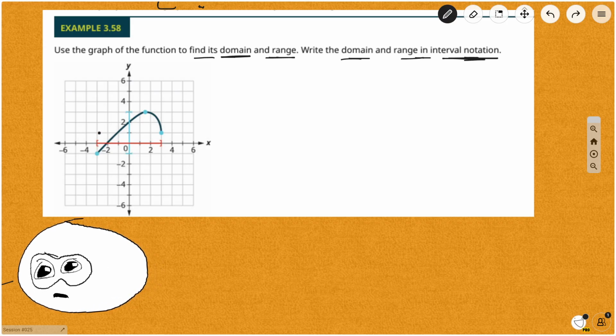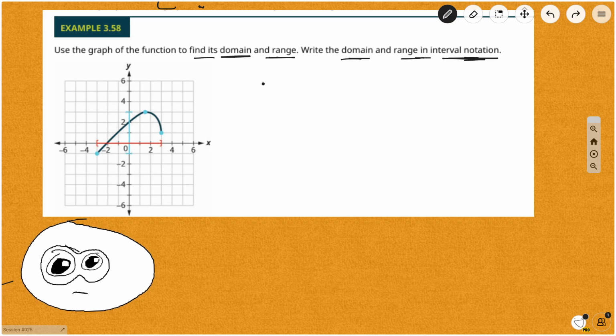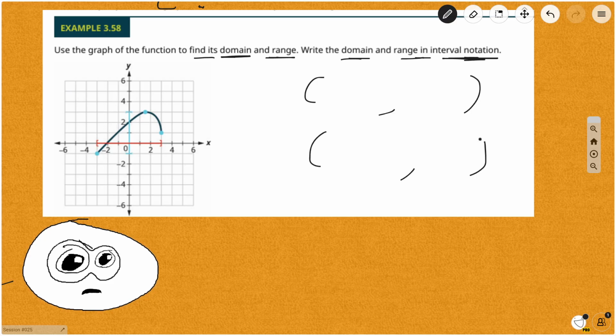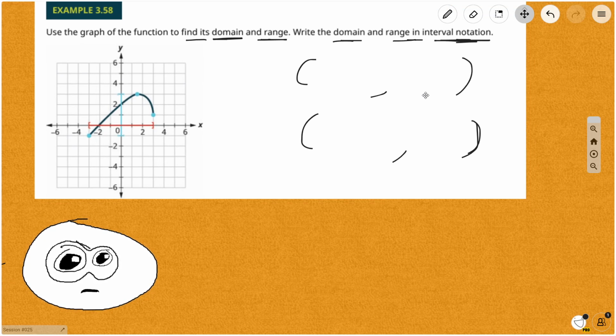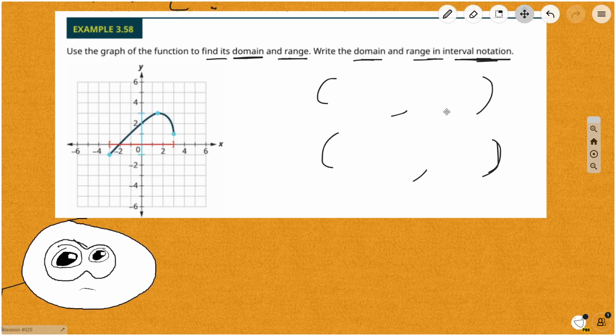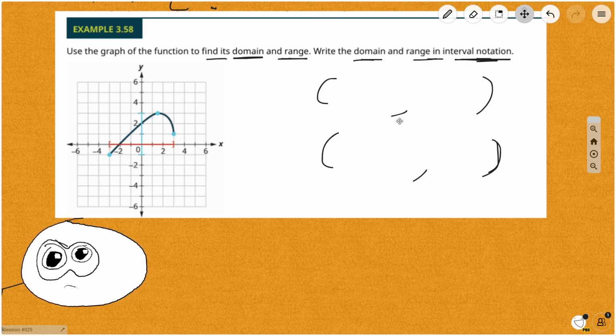But there it is. So the domain. Let's do it like this. Interval notation is just kind of directions. It's a bit different. I'll explain a way in which these are actually important, let me get to that in a second.